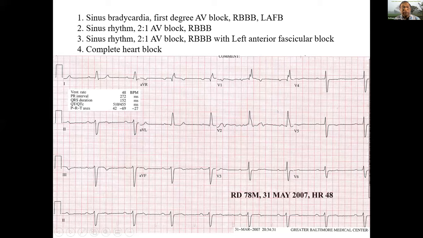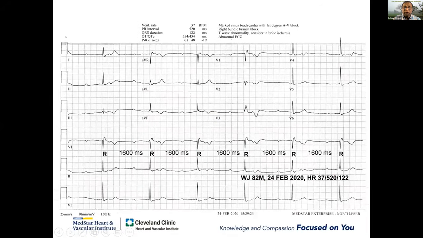A lot of patients with 2-1 heart block say, "Dr. Ahmed, until 2 weeks ago, I was perfectly all right. But now every time I go up the stairs or go uphill, I get short of breath." So the clinical context is very, very important.